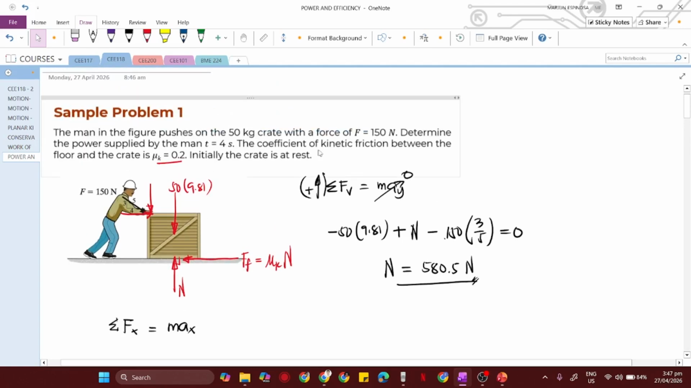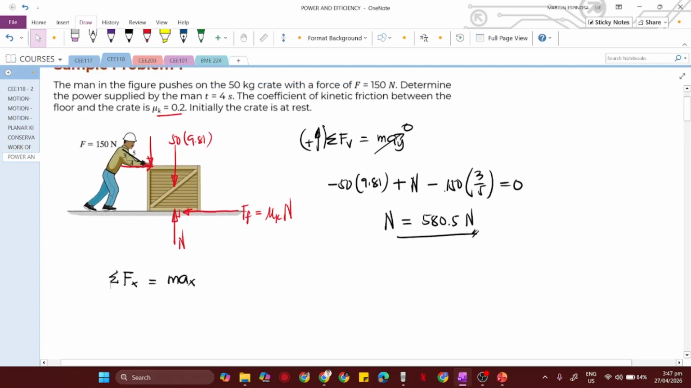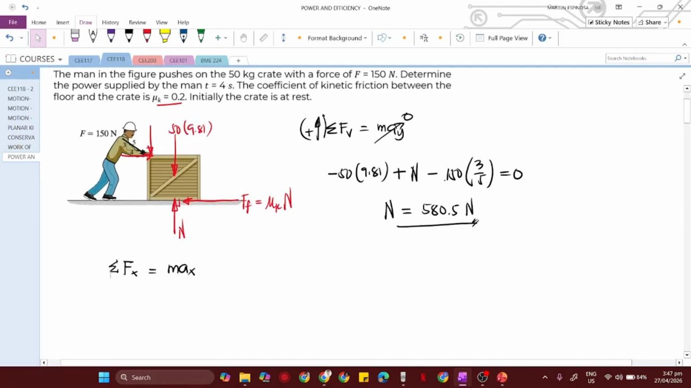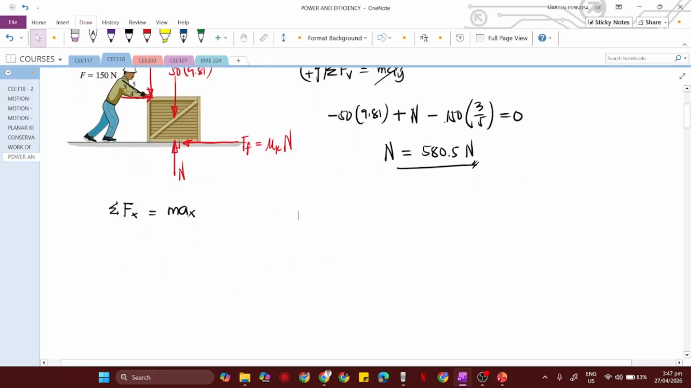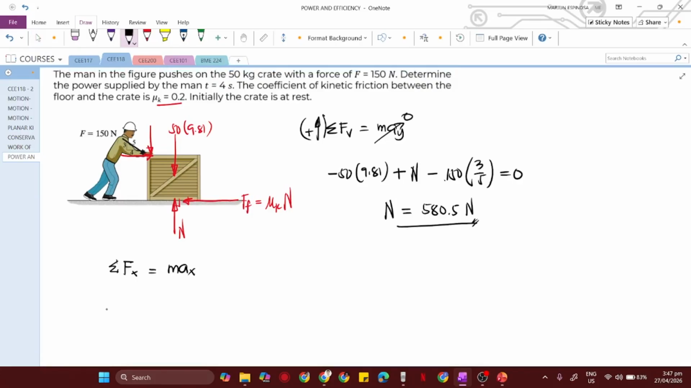So, what we need to solve here is the value of velocity basically. Kasi yung power is equivalent to force times velocity. So, yan yung kukunin natin, yung velocity. To do that, we need to solve for the acceleration along x. So, summation of forces along x, positive yung magiging right direction. So, that is 150 times 4 over 5, no? And minus itong friction, 0.2, then yung normal force, 580.5. I think wala na, no? And that is equivalent sa mass, 50 kilograms, then ax.